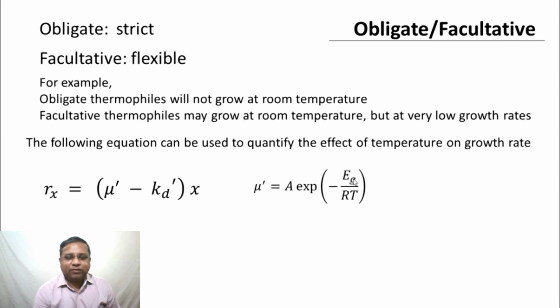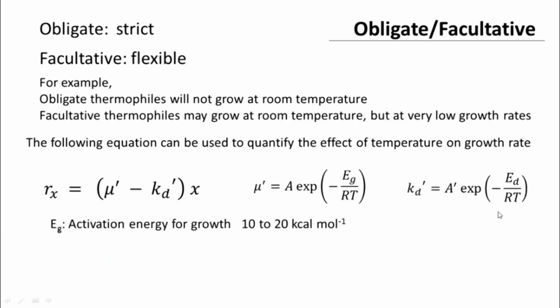Eg is the activation energy for growth. This is a typical Arrhenius form. So the temperature dependence has been brought in here, right? So mu dash is a function of temperature, and if Eg is known, one can even predict what its specific growth rate will be at a different temperature. And kd dash is some a dash, which is different from a, exponential of minus Ed divided by RT.